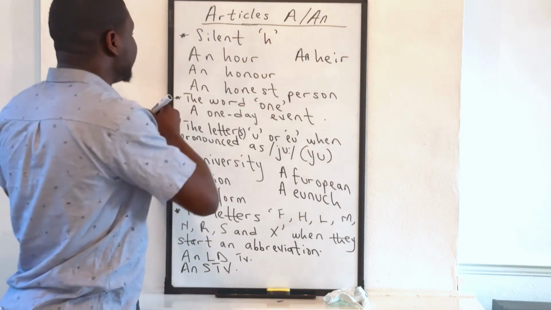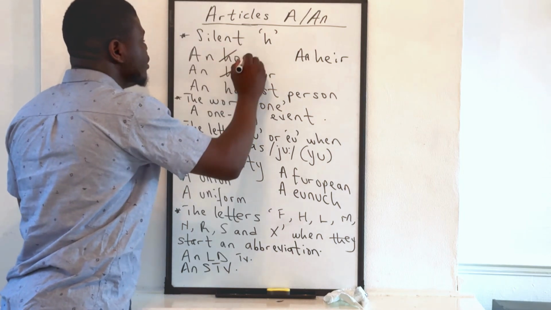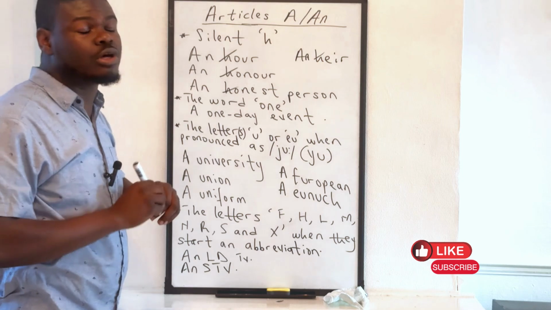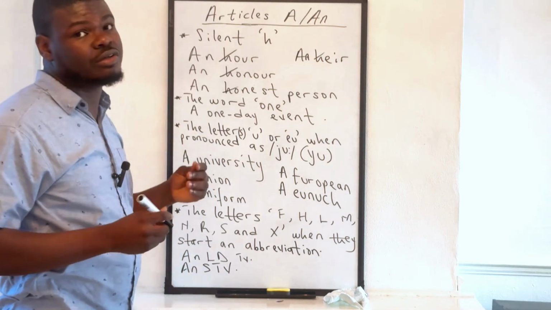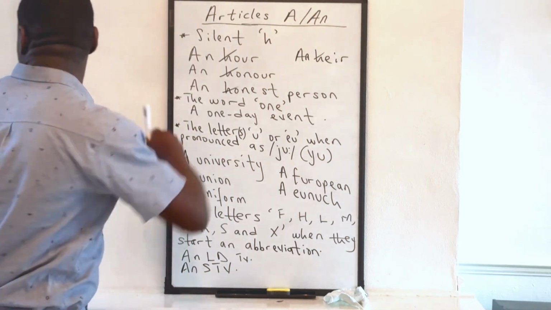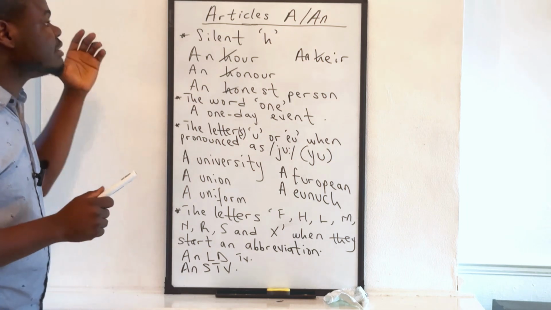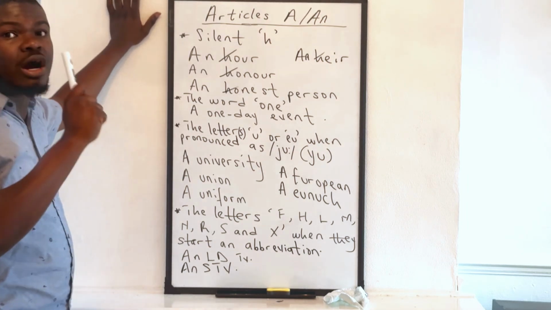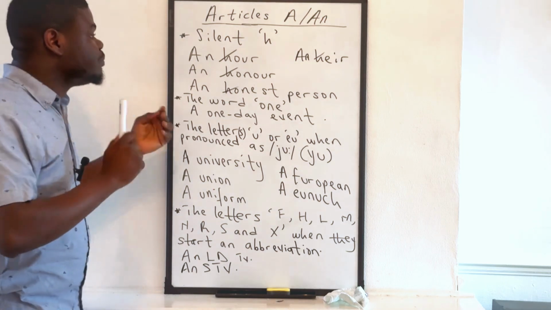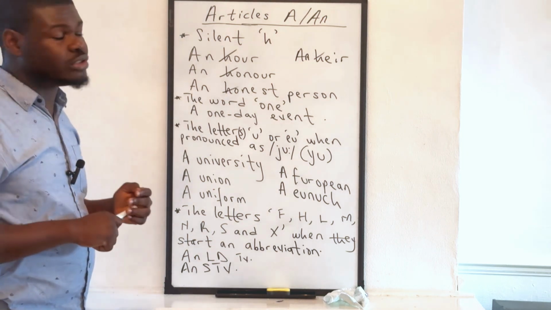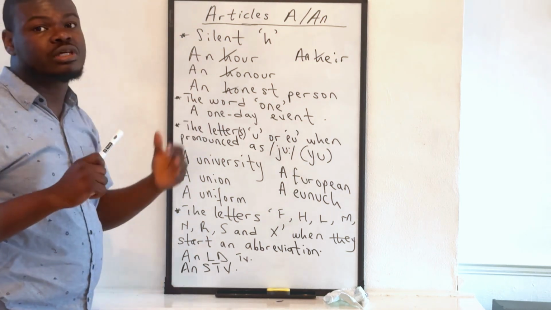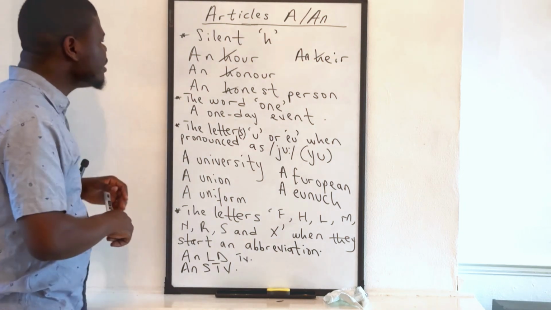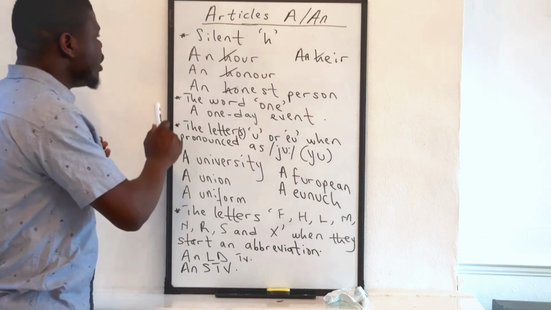So all of these, the letter H in them is treated as silent. So we do not pronounce the H sound in these words. When you come across these four words, take note. It's an hour, not a hour. It's an honor, not a honor. It's an honest person, not a honest person. It's an heir, not a hair. Thank you. The next one is the word one.